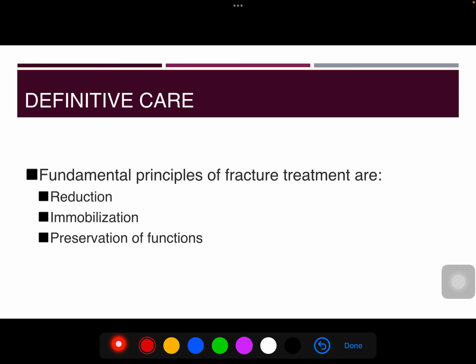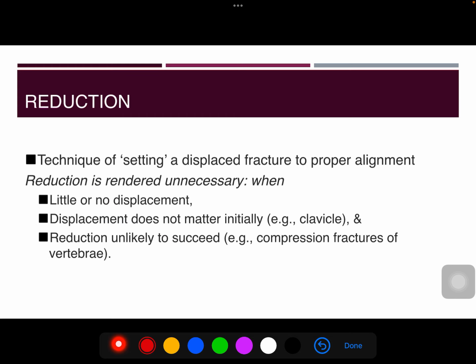For the definitive care, the fundamental principles of fracture treatment are reduction, immobilization, and preservation of function. Reduction means the technique of setting a displaced fracture to proper alignment, to its original position. Reduction is rendered unnecessary when there is little or no displacement.